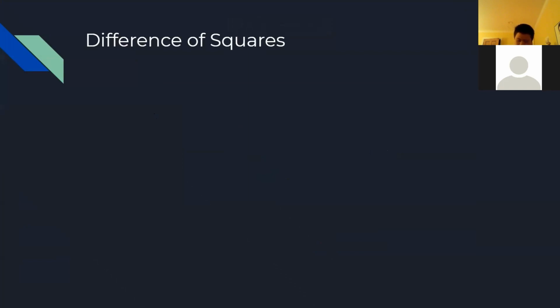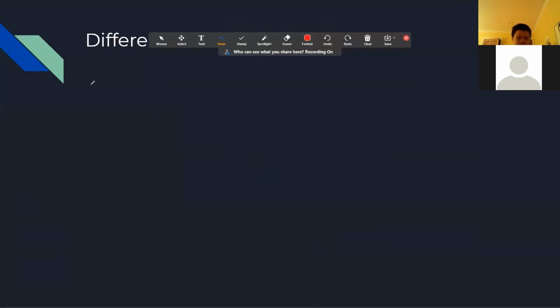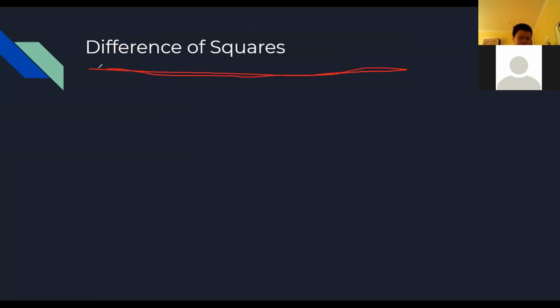So difference of squares. First of all, this whole lesson is on more than one variable factorization. They're rather specific maybe, but regardless. So x squared minus y squared.